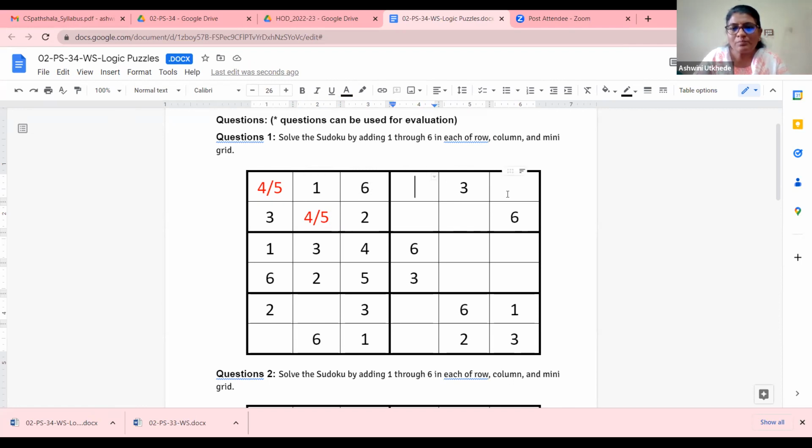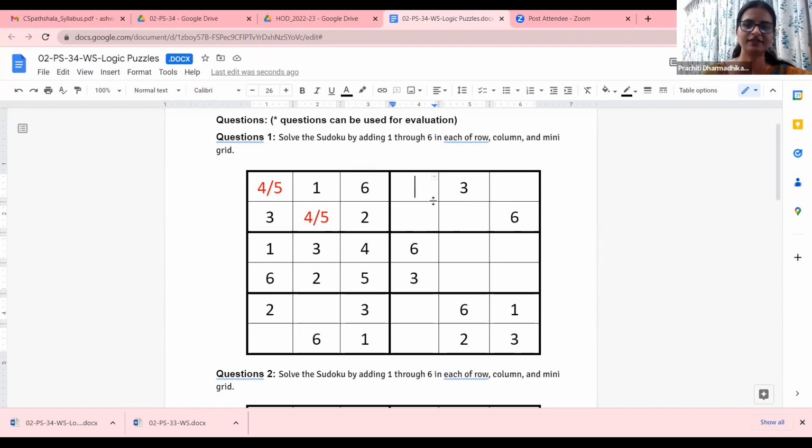Now there 4 cells are empty and only 2 cells are filled with the numbers 3 and 6. So we have numbers to be placed there as 1, 2, 4 and 5. So let us check whether 1 is to be placed in the first row, first cell of this mini grid.